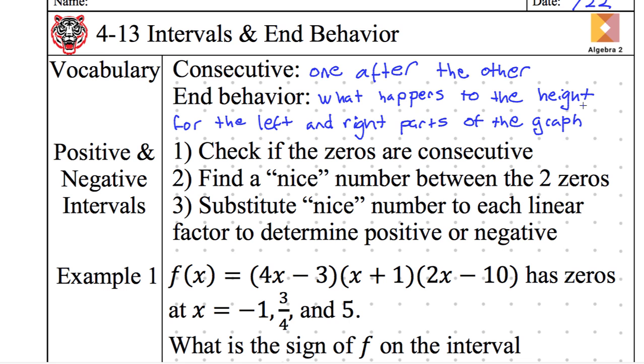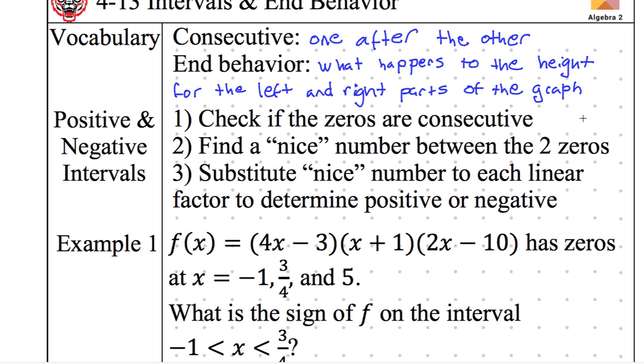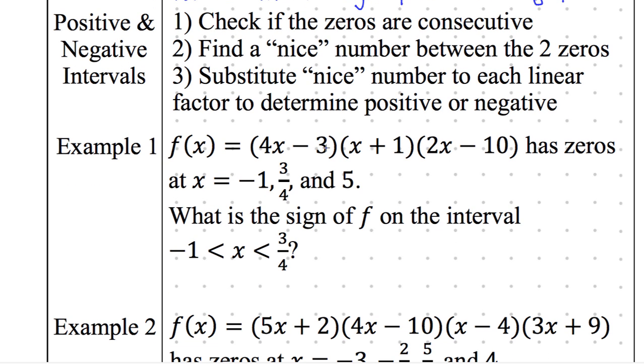So positive and negative intervals. I already wrote this all out for you. So this is the general way of solving all the positive and negative interval questions. First, check if all the zeros are consecutive. Make sure it's one after the other. For example, in example 1, these are the zeros: -1, 3/4, and 5. I'm looking for the sign between -1 and 3/4.